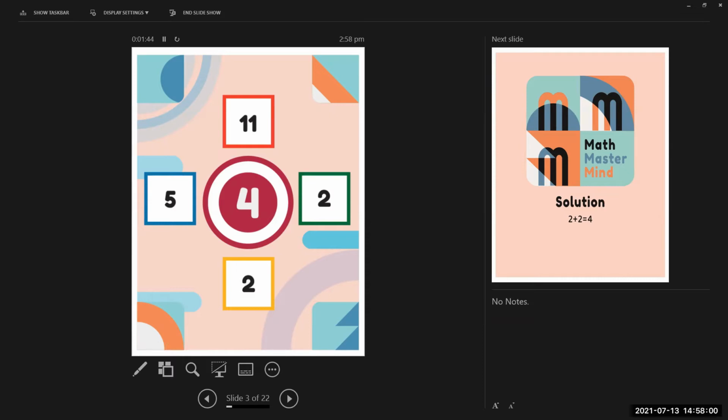Okay, so let's start. Our objective is to get the number in the circle. So how do we get 4 with 2, 2, 5, and 11? So there are multiple ways of solving this question. Okay, so the easiest way is 2 plus 2, or 2 times 2. There are actually other ways you can do it.